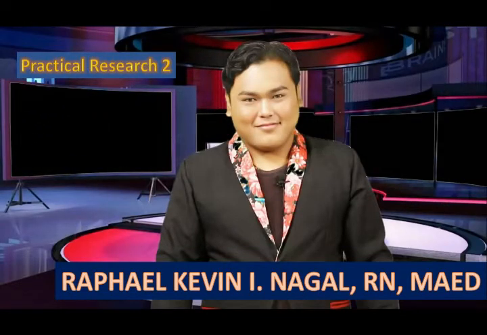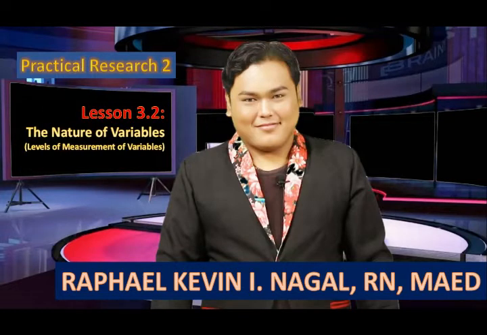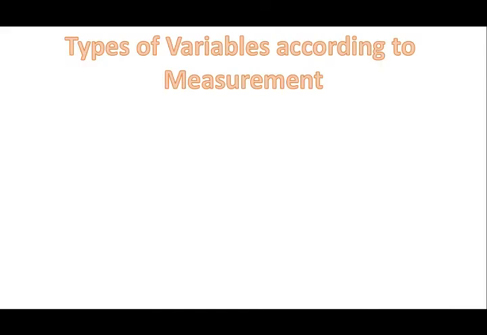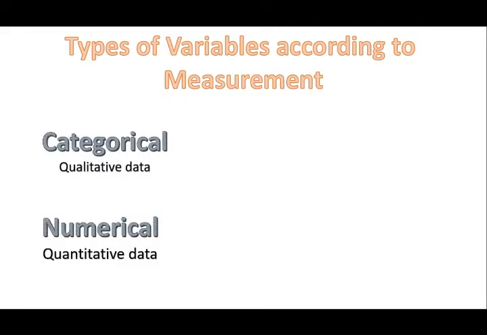Today we will be discussing the second part of Lesson 3, the nature of variables. And for today's lesson, we will be having the levels of measurement of variables. So what are these levels of measurement of variables that we are talking about? Well, variables are further divided according to the measurement that they are included. And the two measurements that we have are categorical and numerical variables.